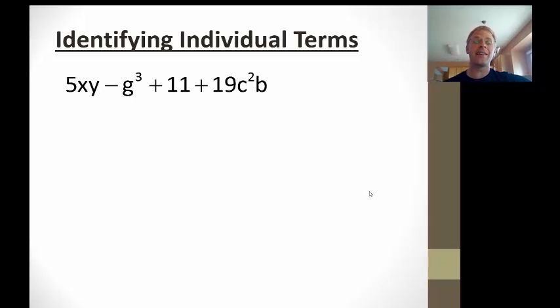So now that we have the vocabulary out of the way, let's actually start applying some of it, and let's identify some of our individual terms and parts of our algebraic expression. Our algebraic expression below, we've got 5xy minus g cubed plus 11 plus 19c squared b. So let's go through some questions here that'll help us understand our vocabulary and identify our parts here. First question, how many terms are there in the expression above? I'll give you a second to think.